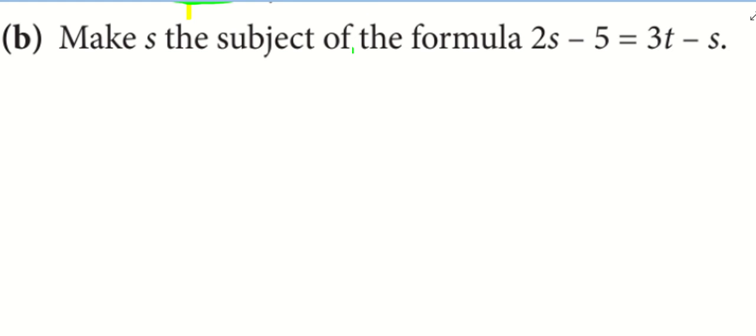Alright, in part B, I want to make S the subject. Again, if you want to make S the subject, S must be on the left-hand side. But take a look at the formula. Is there S on the left-hand side? Yes. But is there also S on the right-hand side? Yes. Okay, so no choice. We need to make sure all the S are on the left-hand side. In this case, do I need to do mutual swap? No need, because there's already S on the left-hand side. So, let me copy the question again.